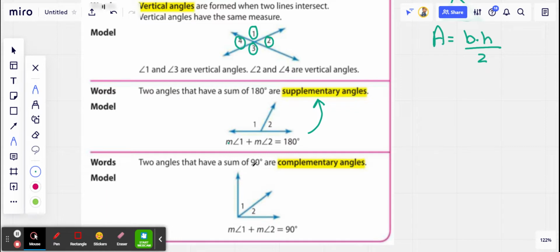Finally, our last one is complementary. 2 angles that have a sum of 90 are complementary. So the measure of angle 1 plus the measure of angle 2 equals 90 degrees. This is complementary. Anytime you see a right angle, these angles are complementary. When you add them together, they equal 90 degrees. And if you add 2 of these angles together, they are supplementary. It equals 180. So let's take a look and see what this means.